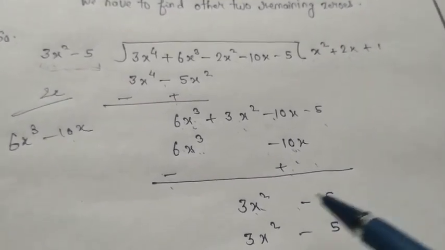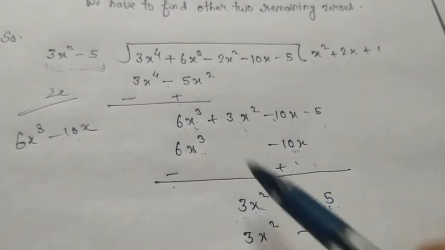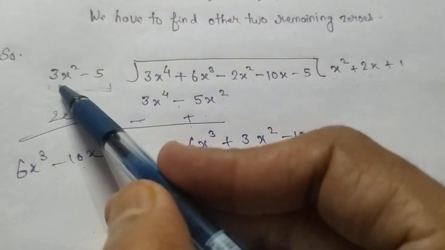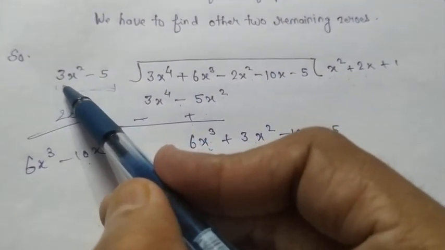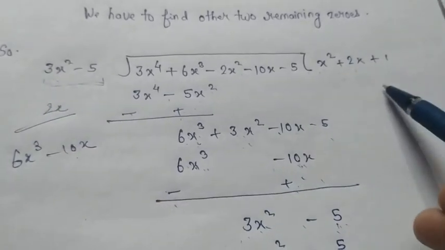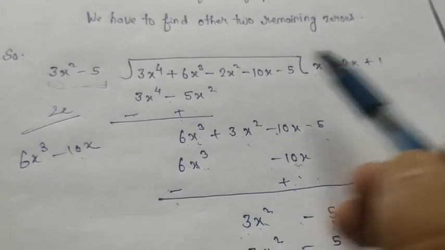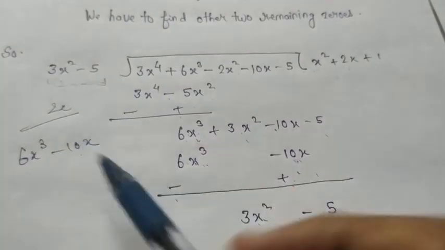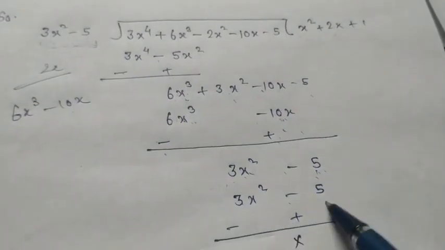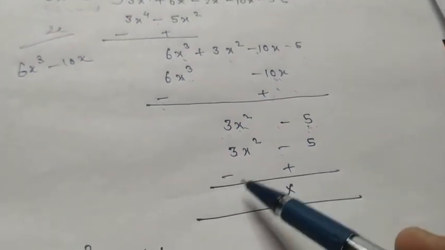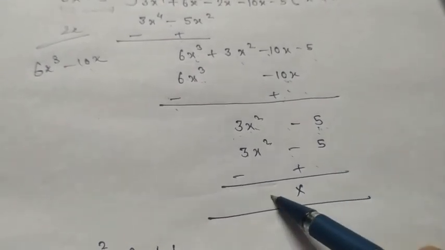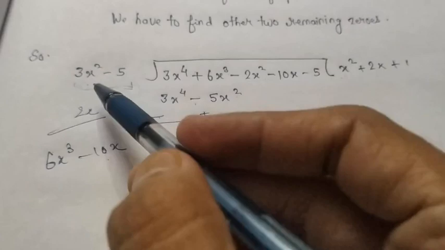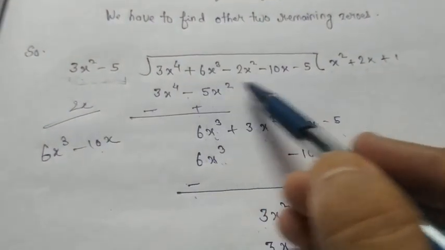Okay, now here is 3x square and here is also 3x square. So I think in 3x square 1 will be multiplied, so plus 1 I have written here, and this plus 1 will multiply to this whole term, so 3x square minus 5. Now see, minus plus, so they both will be cancelled, so the remainder you can see is 0. It means 3x square minus 5 is a factor of this.